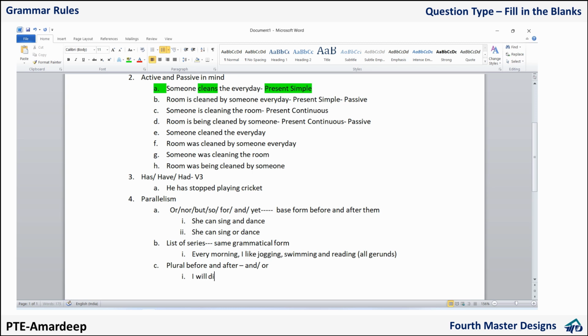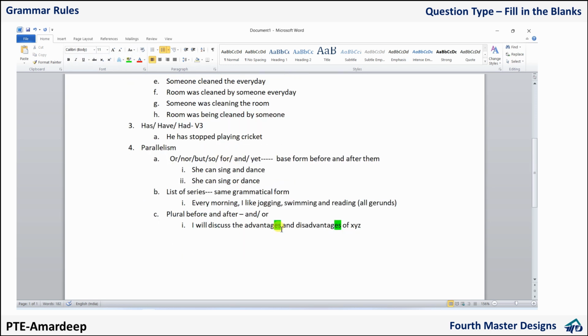I will discuss the advantages and disadvantages of, let's say, XYZ. This is the common rule for writing, essay writing also. Now if it is plural before and, it has to be plural after and. Again, the base form thing is there, but I'm discussing it specifically because students make mistakes, especially in this case. Then, guys, you have another one when you are comparing something. In case of comparison also you have to do the same thing.